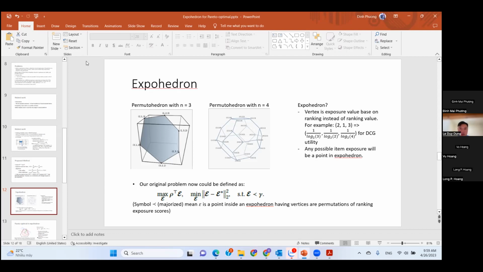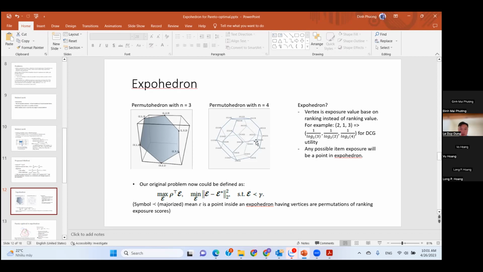So for the expohedron, instead of each coordinate here being a permutation, we will use the definition of the DCG utilities. When item 1 here has position 2, it will have the exposure score like this. And if item 2 has position 1 in the recommended list, it will have the exposure score like this. And vice versa for item 3. We just change the names here. Not 1, 2, 3, but 1, 1 over log 2 of 3. But the definition has not changed. We just change the value of the vertex.